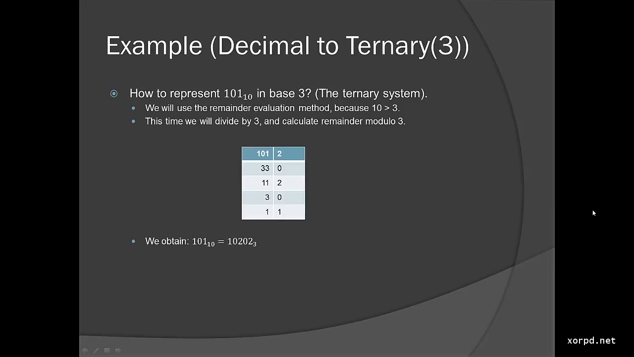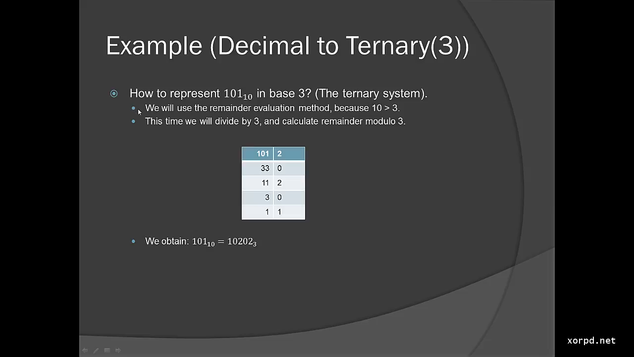Okay, another example, a bit stranger, would be to convert from decimal to ternary, which is base 3. This time we are trying to represent the number 101 from base 10 and convert it to base 3, which is also called the ternary system, or the ternary numeric system.